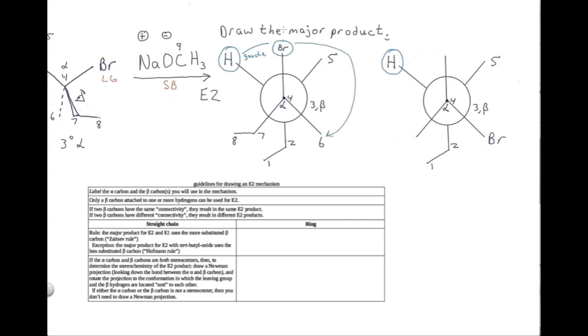When I do that, that's going to rotate carbon 6 2 positions clockwise over to here. Here's a new position for carbon 6. And carbon 7 is getting rotated 2 positions clockwise up to here. And carbon 7 is still attached to carbon 8. Now the advantage of that is now the leaving group and the beta hydrogen are anti to each other.